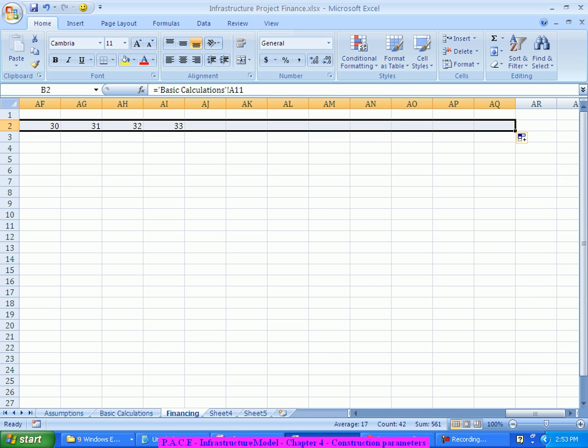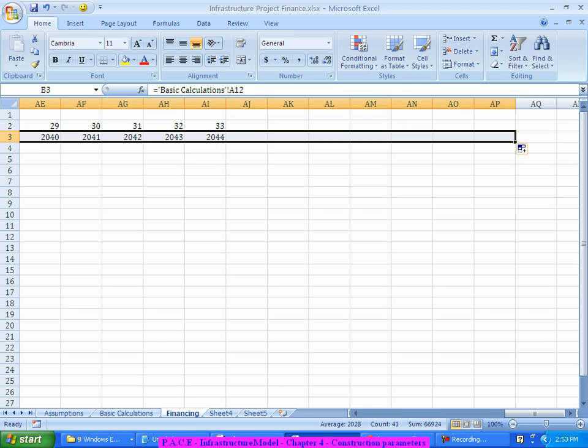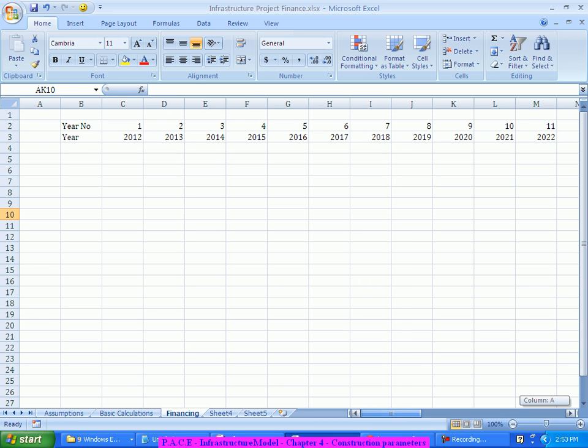So up to 33 it shows. That consistency is what I'll maintain. Year number, and even this I'll drag a bit down, which will give me the year, and even this I'll drag it to this side, which will give me up to 2044. Though for this I may need only up to just 2 years of construction, but just to maintain the consistency, I'll put up to there. Okay, so here we have the year and the year number.